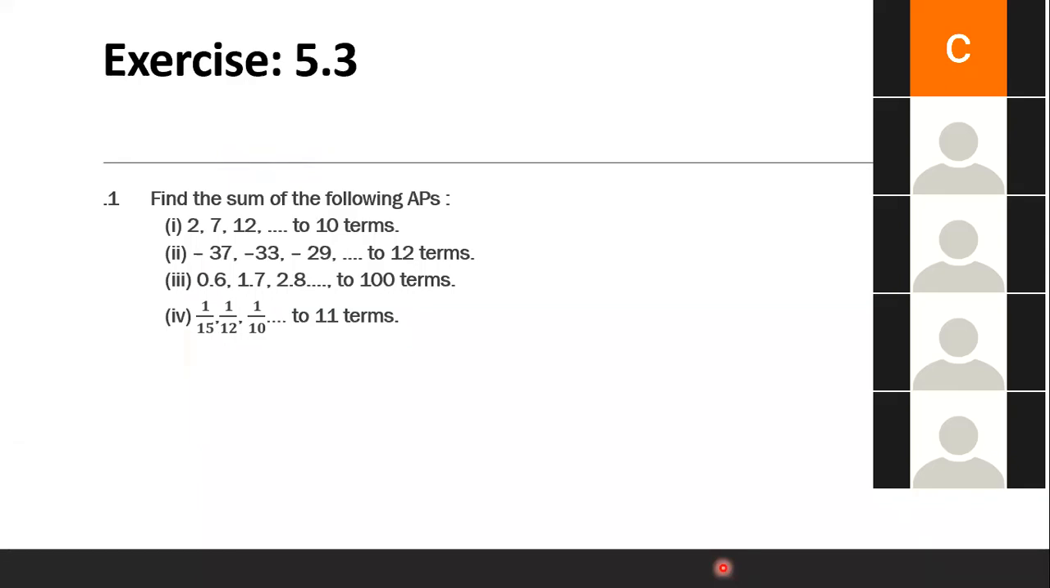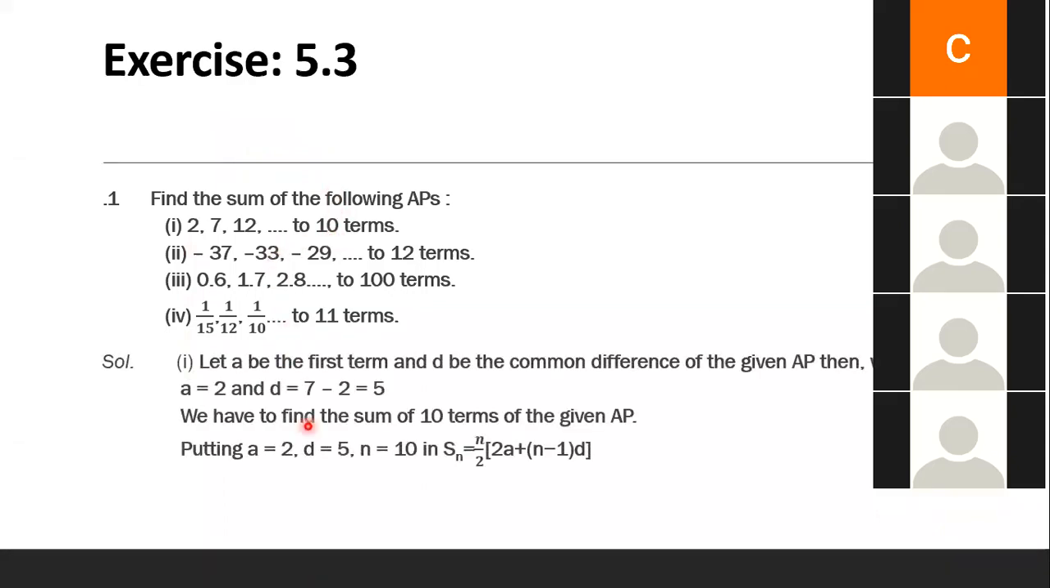Am I clear? So what is the AP? 2, 7, 12 to 10 terms. So what is the value of A here? 2. D value? 7 minus 2, 5, ma'am. N value 10. So we got A value, D value, N value. Shall we apply in the formula? Yes, ma'am. A value 2, D value 5, N value 10.